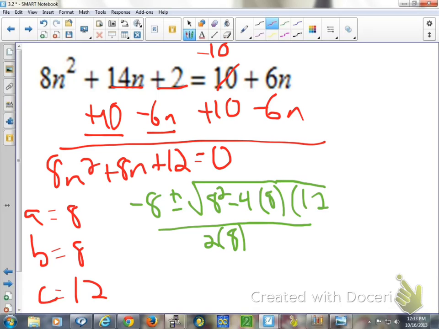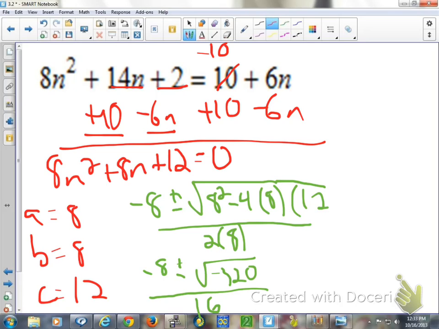Yeah, the discriminant. I just need the discriminant first. That always has to be your first step. Yeah, that should be right. Negative 320. So, that will give us negative 8 plus or minus the square root of negative 320 over 16.